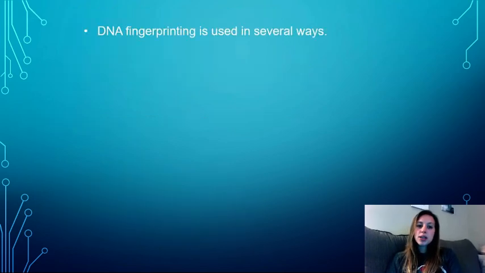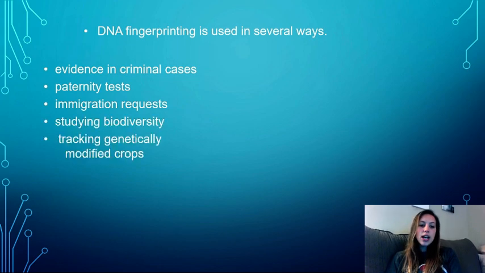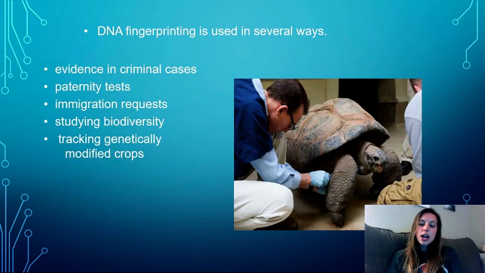DNA fingerprinting is used in several ways. Evidence in criminal cases, paternity tests, immigration requests, studying biodiversity, and tracking genetically modified crops.